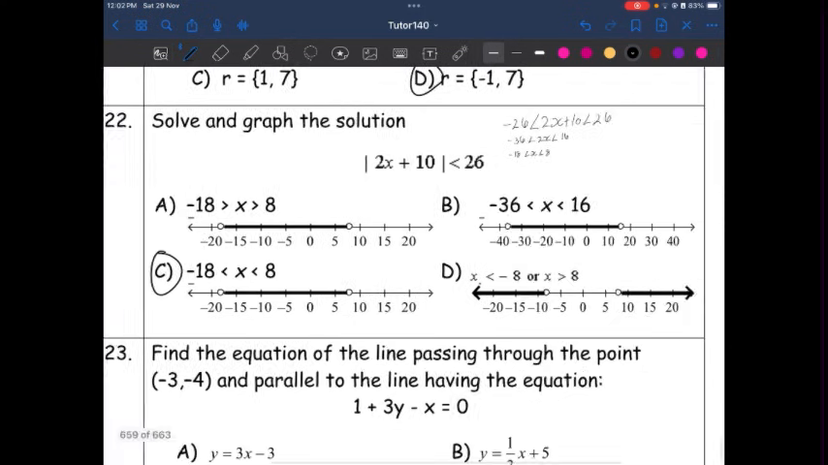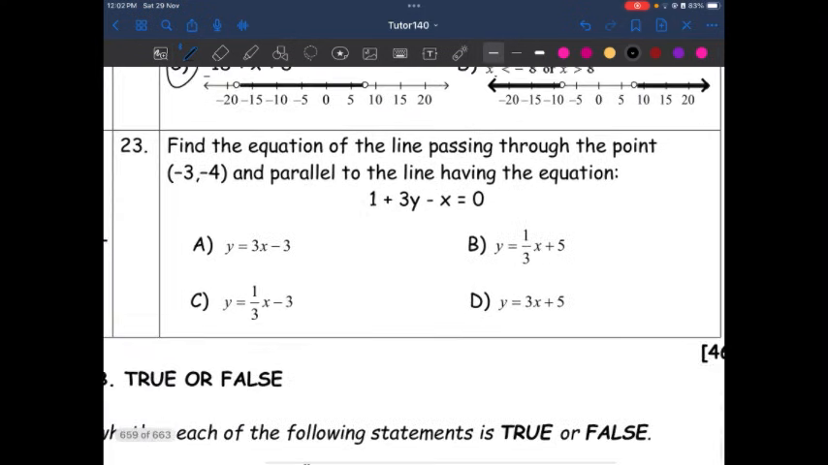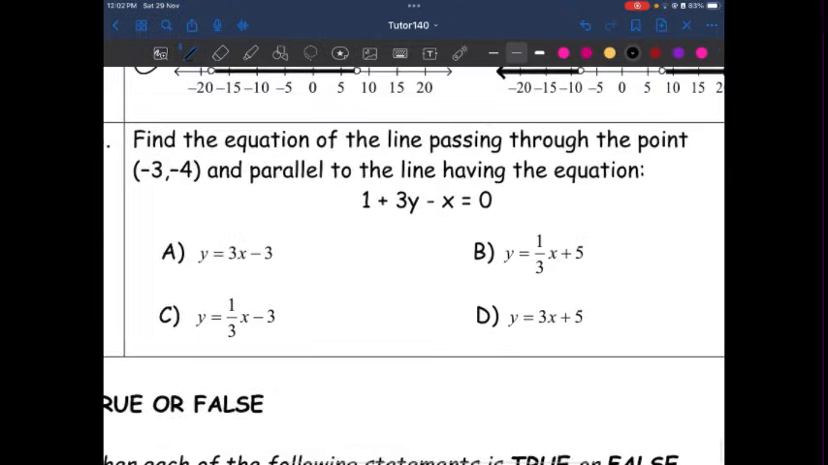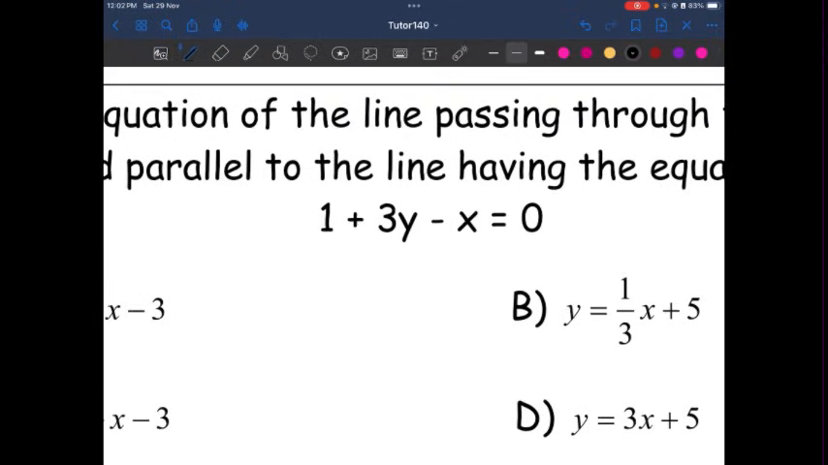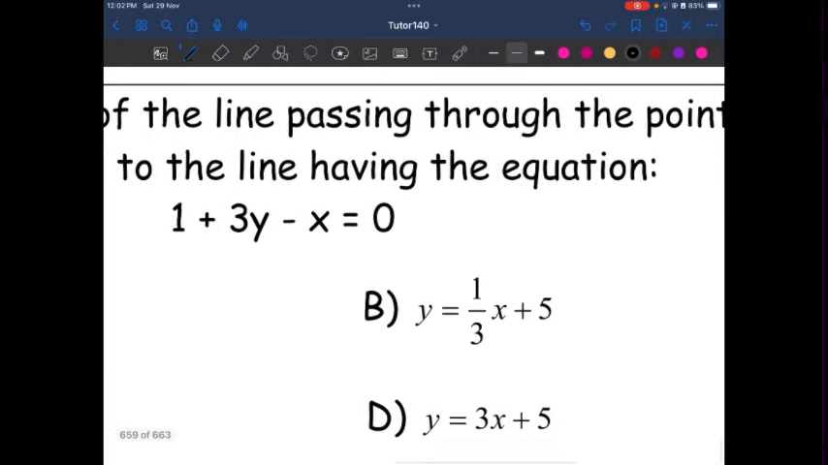Find the equation of the line passing through the point negative 3, negative 4 and parallel to the line having the equation 1 plus 3y minus x equals 0. So the first thing we want to do is solve for y. We want to put it in the formula y equals mx plus b. So you're going to solve for y. First thing you're going to do is send the x over. So 1 plus 3y equals positive x, and then 3y is equal to x minus 1.